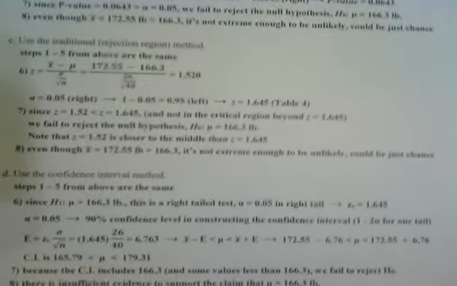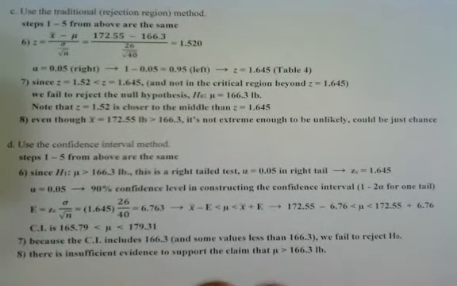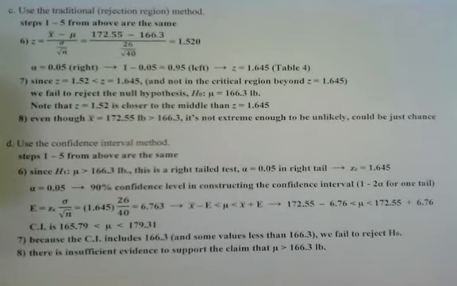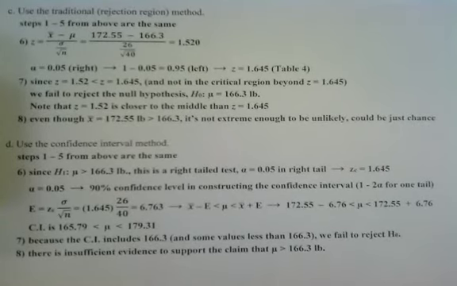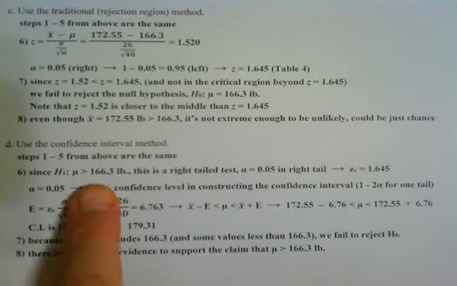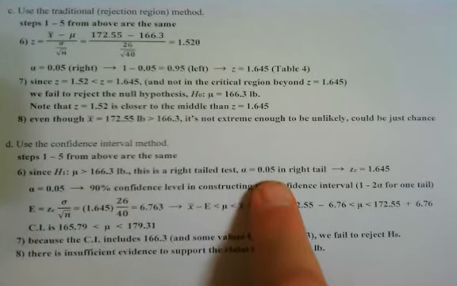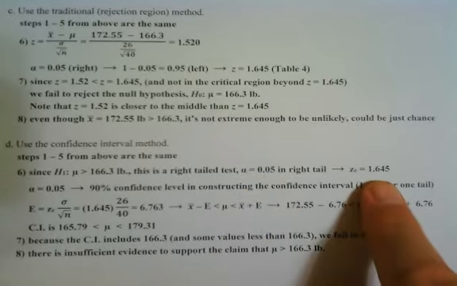Now, finally, a short bit about what if you did a confidence interval instead. Again, steps 1 to 5 aren't really any different. However, your step 6 is totally different because now we have to build our confidence interval. We have a right tail test because of the greater than. Our alpha is 0.05, so that means 0.05 in the right tail. Since it's a right tail, we subtract from 1, which gives us 0.95 to the left. The z-score for that is 1.645.